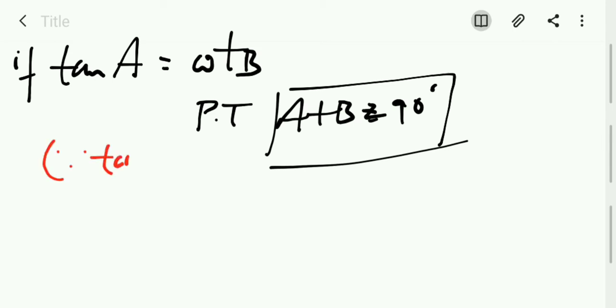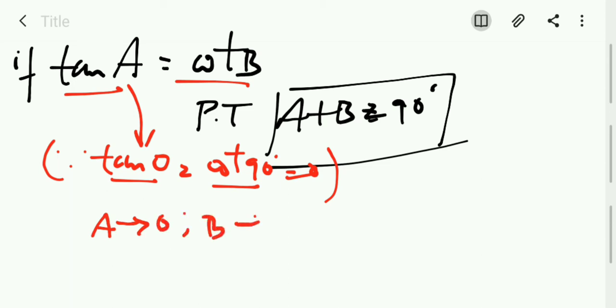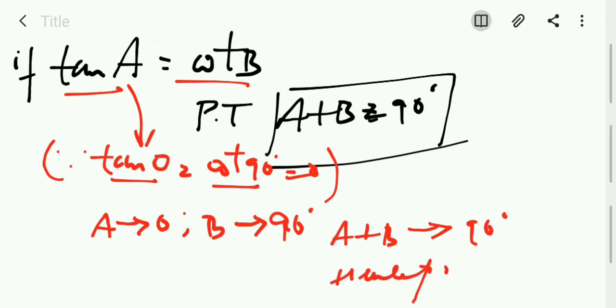So tan 0 is equal to cot 90, which is equal to 0. That means tan and cot will be equal only under this condition. So tan 0 is equal to cot 90. In place of A we have 0, and in place of B we have 90. So A plus B is 90. Hence proved.